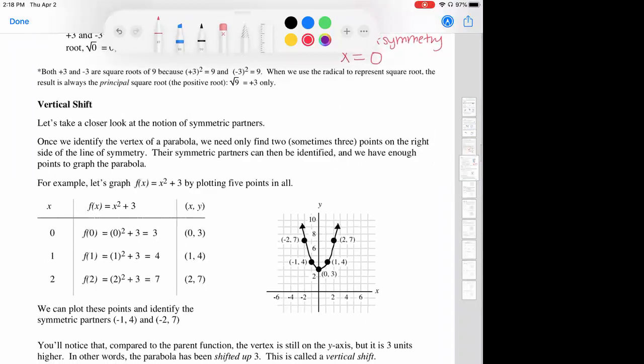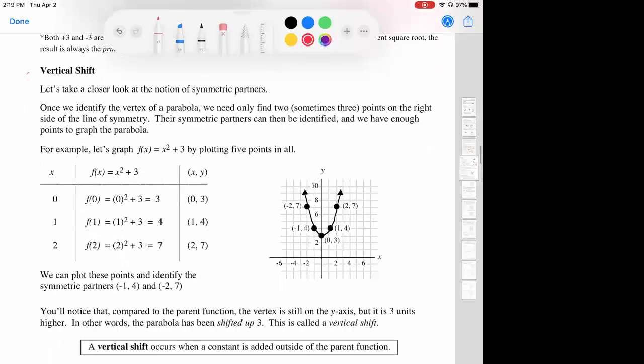All right, moving forward to a vertical shift. Let's take a closer look at the notion of symmetric partners. Once we identify the vertex of the parabola, we need only to find sometimes 3 points on each right side of the line of symmetry. Their symmetric partners can be identified and we have enough points to graph the parabola.